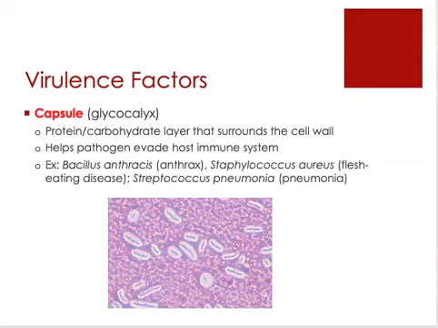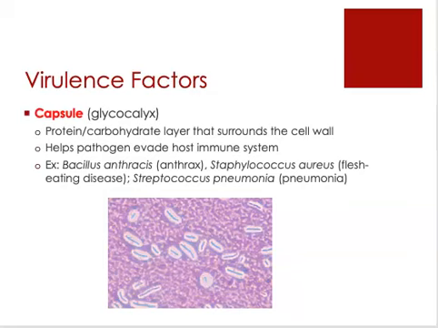So let's think about a couple of these virulence factors. We talked about the capsule as being a type of structure that we find in some bacteria that exists outside of the cell wall. If you recall, a capsule is a form of the glycocalyx. It's composed of protein and sometimes a little bit of carbohydrate, and it's a very tightly organized structure. Essentially, what the capsule does for the microbe is it helps it evade the immune system of the host.